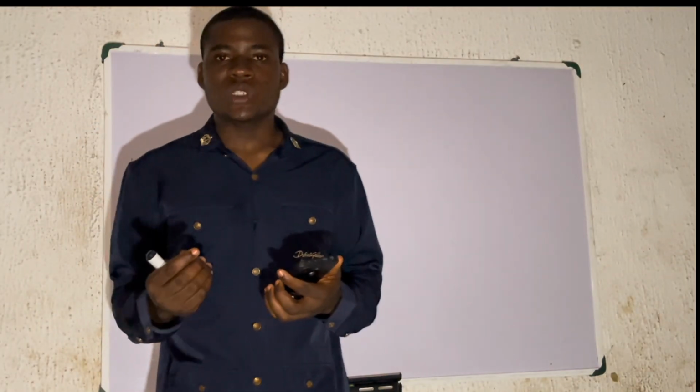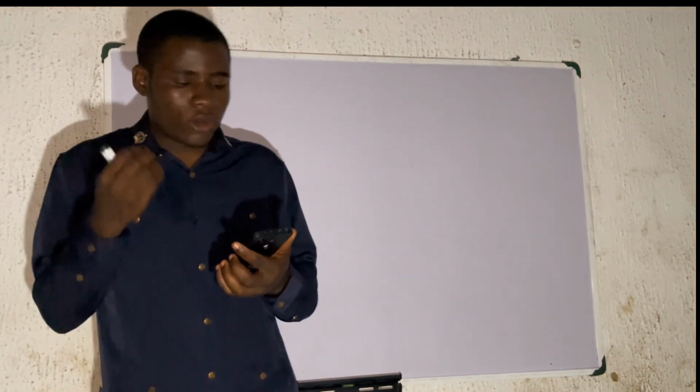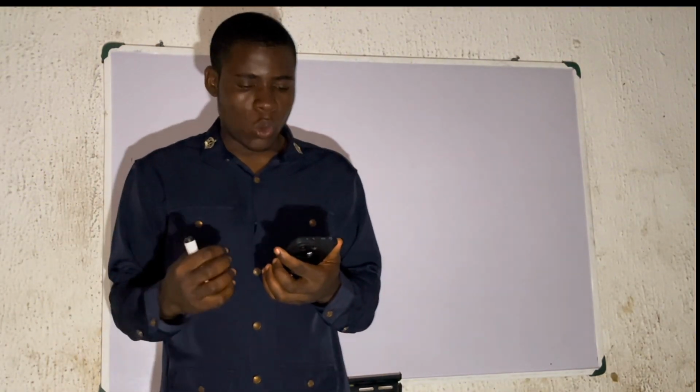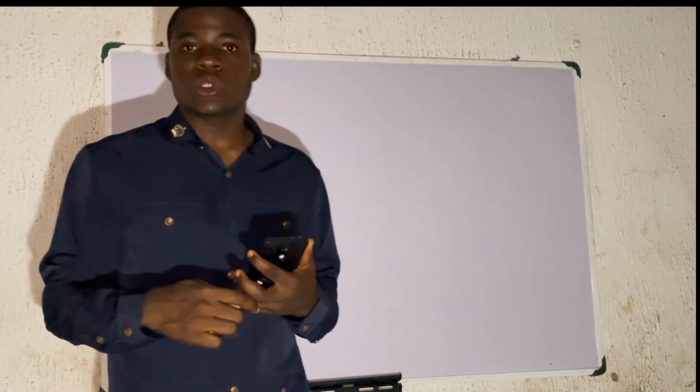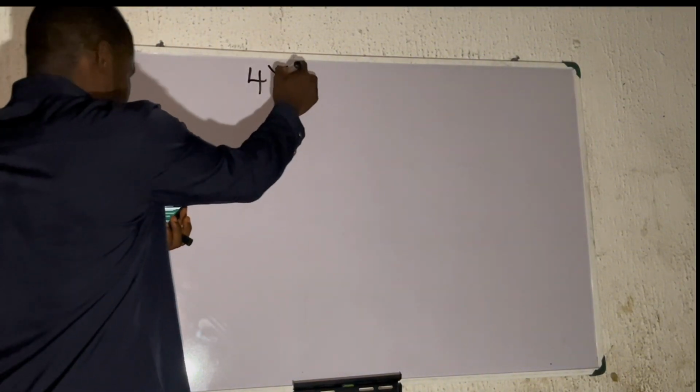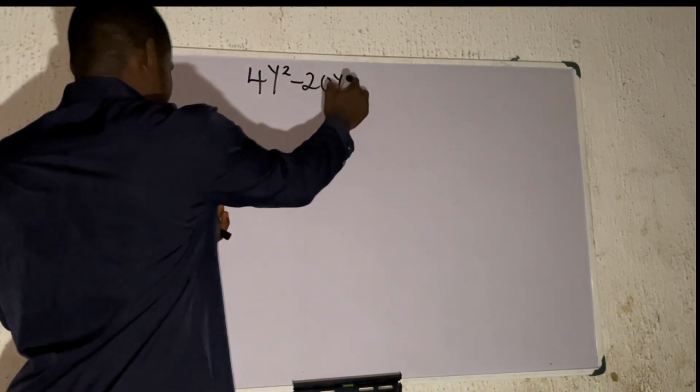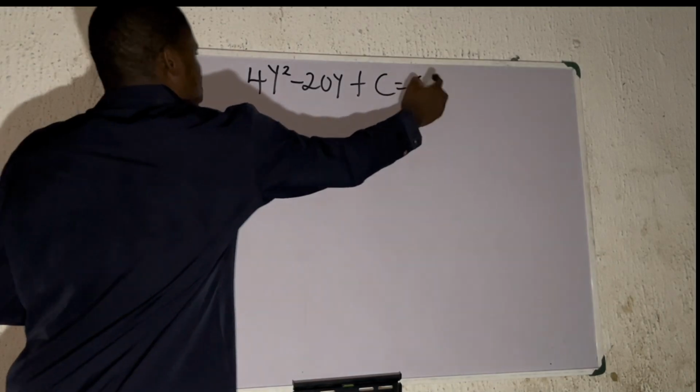Hi, on our screen today we have the question that says: what value of the constant c would make the quadratic equation below a perfect square? The quadratic equation they provided is 4y squared minus 20y plus c is equal to 0.